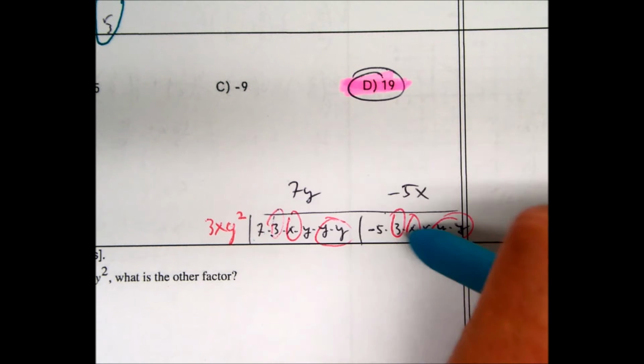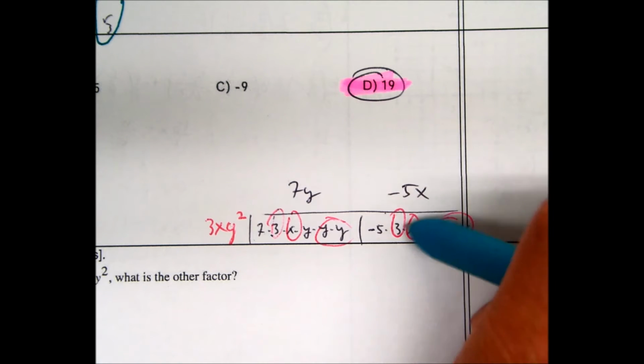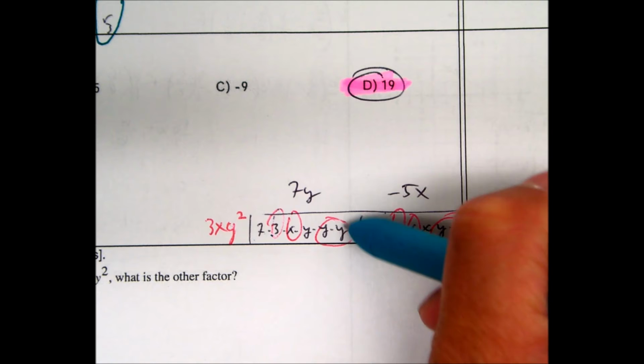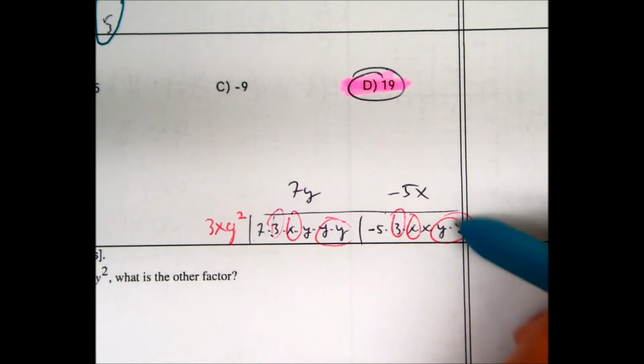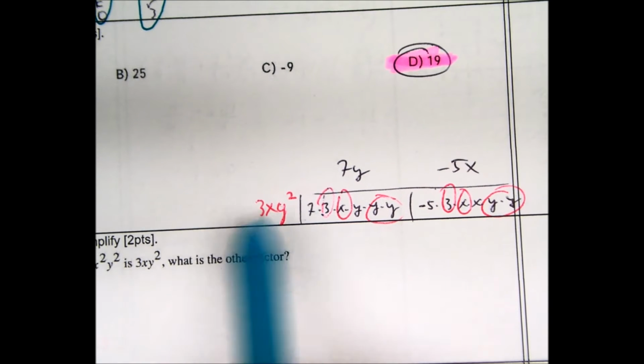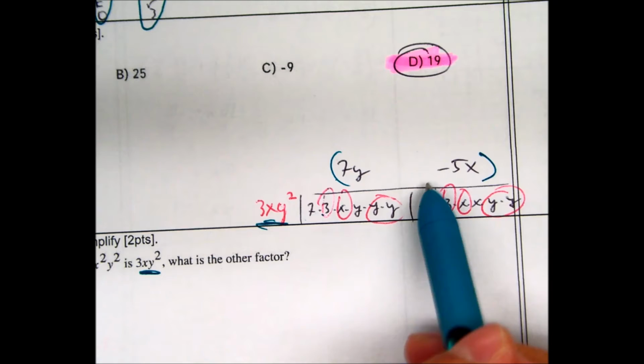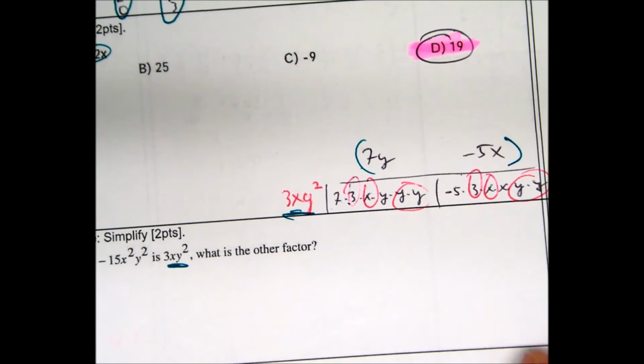Once you have something in common, that's called a common factor, you write down the outside. 1x, 1x, 1x. 2y's, or y squared, are in y squared. So they already told us that this was one of the factors. That means the other one is 7y minus 5x, which is choice C.